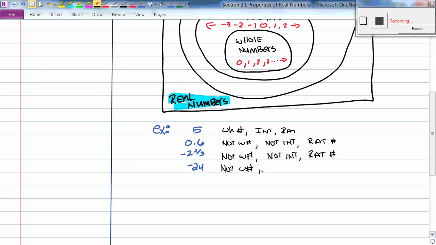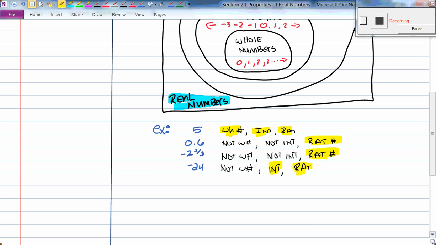Is it an integer? Yes, it is an integer. And is it a rational number? Yes, it is. Whoops, rational number, sorry. So you can quickly see 5 is a whole number, integer, and a rational number. 0.6 is only a rational number. Negative 2 2/3 is only a rational number. And negative 24 is an integer and a rational number. And this one is all. Okay, you guys with me so far?